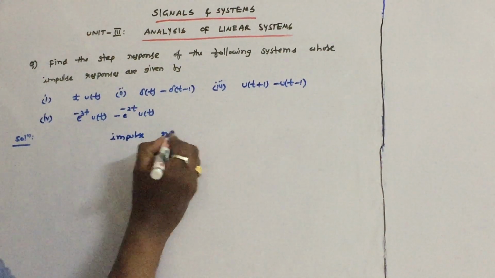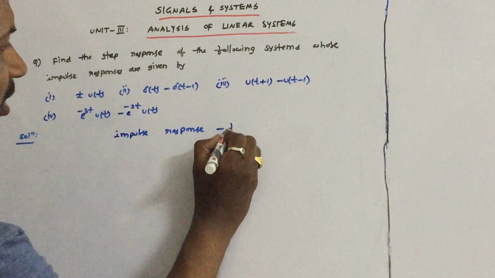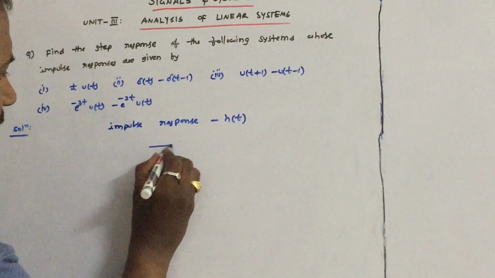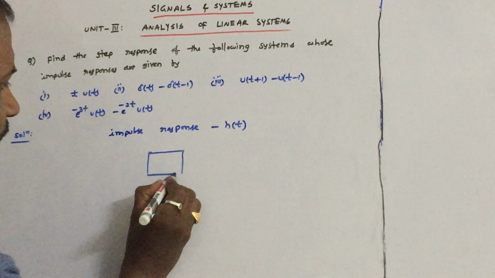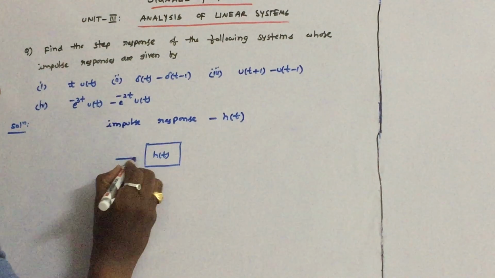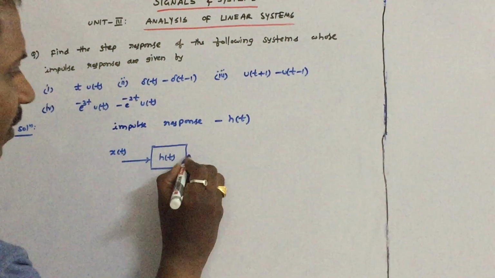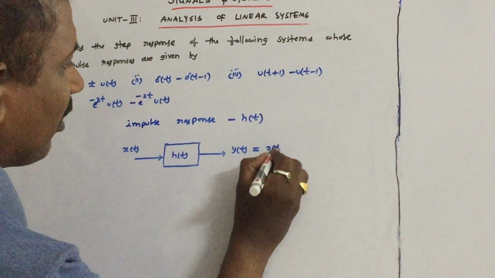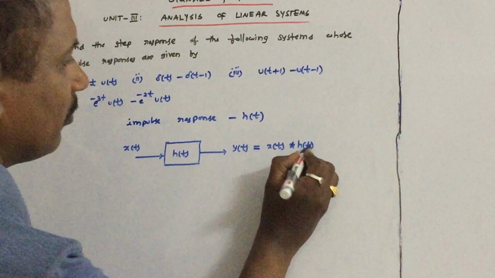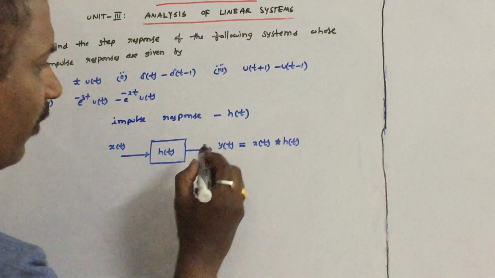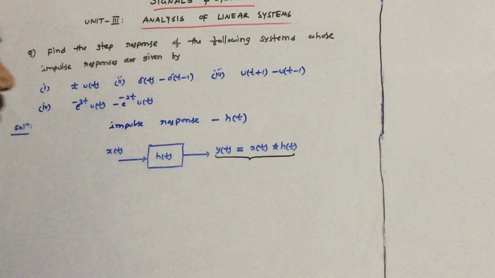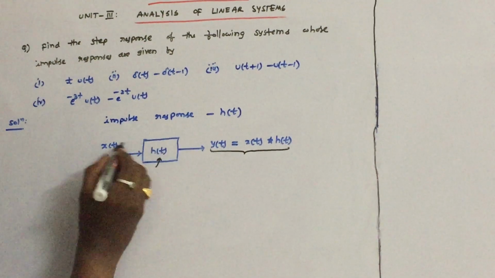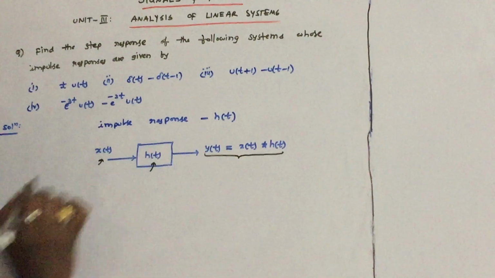Impulse response of the system is represented with h of t. So if the impulse response of the system is h of t, and let us say x of t is the input to the system, what is the output of the system? We have the formula: x of t convolution with h of t. This is a very, very important formula we are going to use now. Since h of t is given and the input is given, the output is just a convolution of input and impulse response of the system.